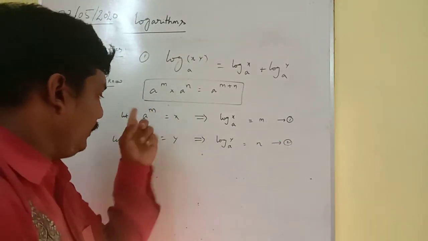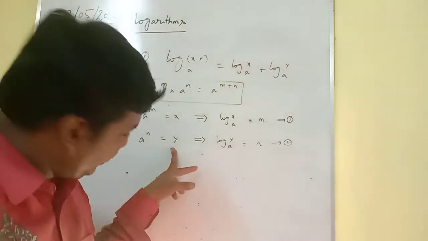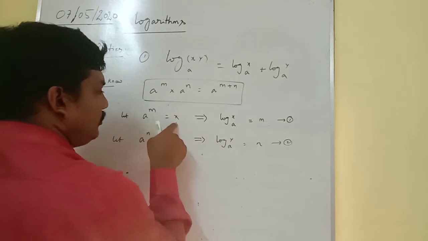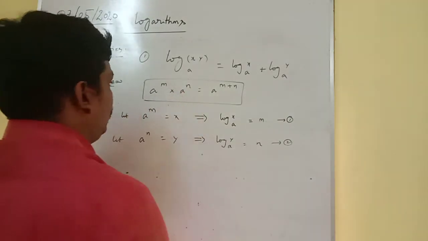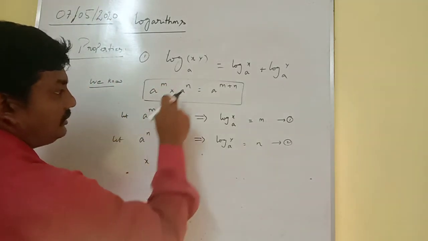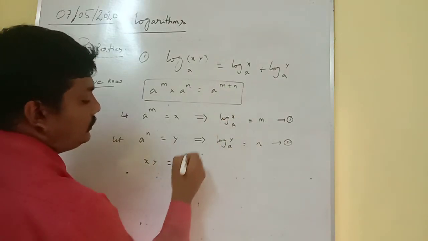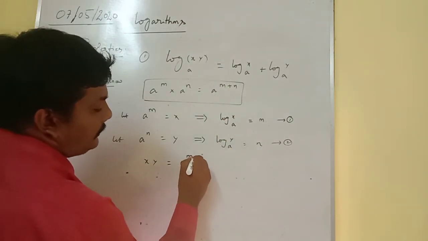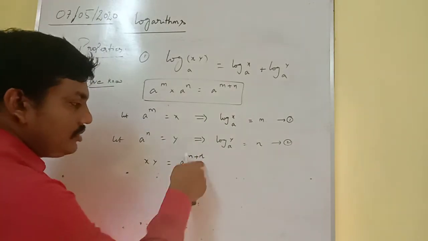So a power m I am going to take as x and a power n I am going to take as y. So when a power m is equal to x and a power n is equal to y, these two values are substituted in this formula. In the place of a power m, x can be written, and in the place of a power n, y. So this is x into y is equal to, what is the value? a power m plus n.